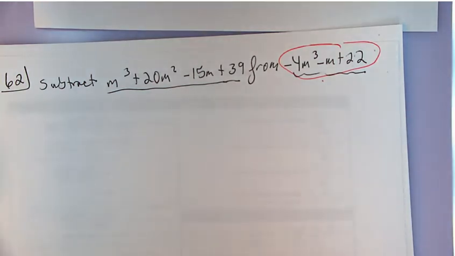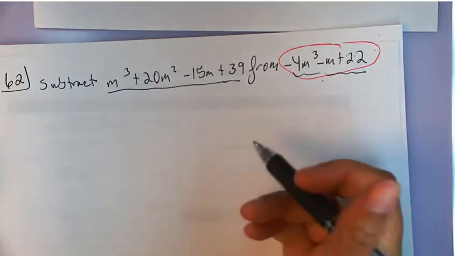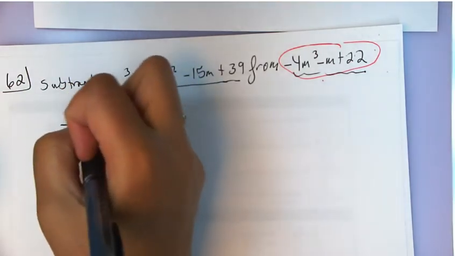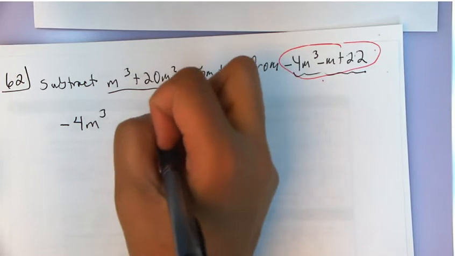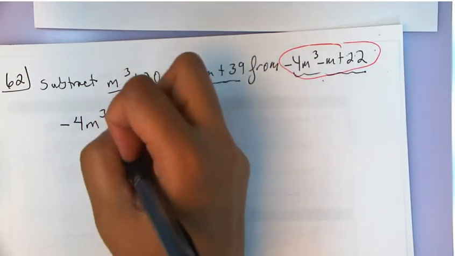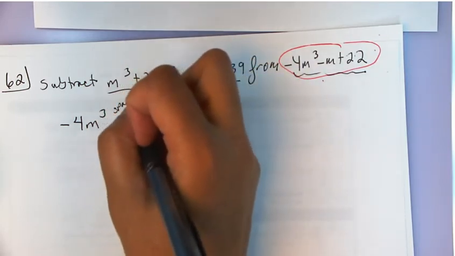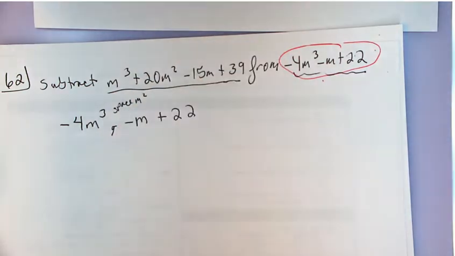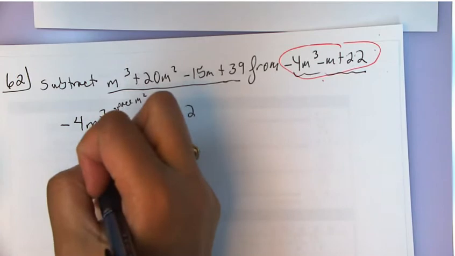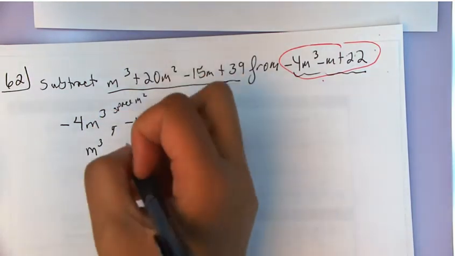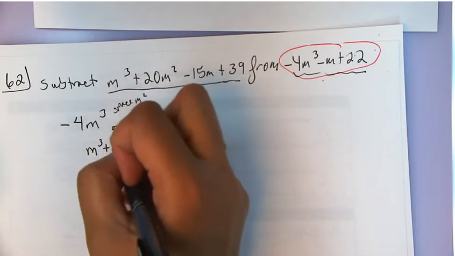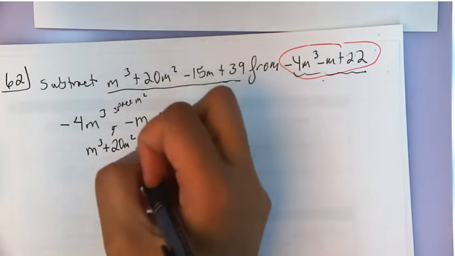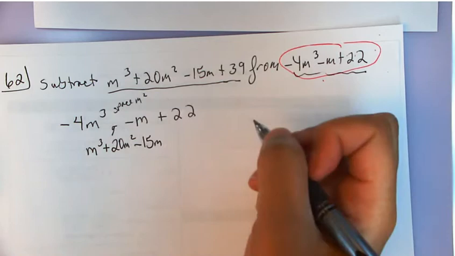So when I line this up vertically, I'm going to start off with the negative 4m cubed. I'm going to leave a little space because I don't have an m squared, minus m plus 22. This is space for the m squared because I don't have it. Then the next line, I'm going to put my m cubed under my m cubed, my 20m squared under the space, minus 15m and plus 39.